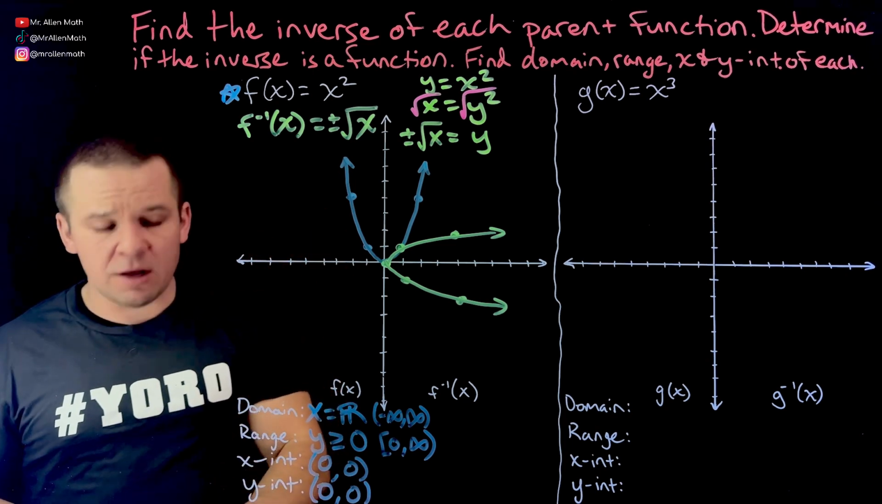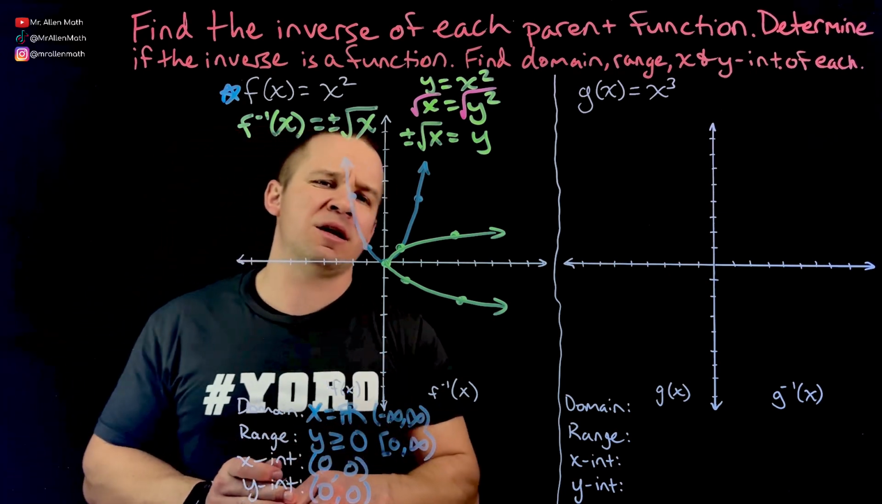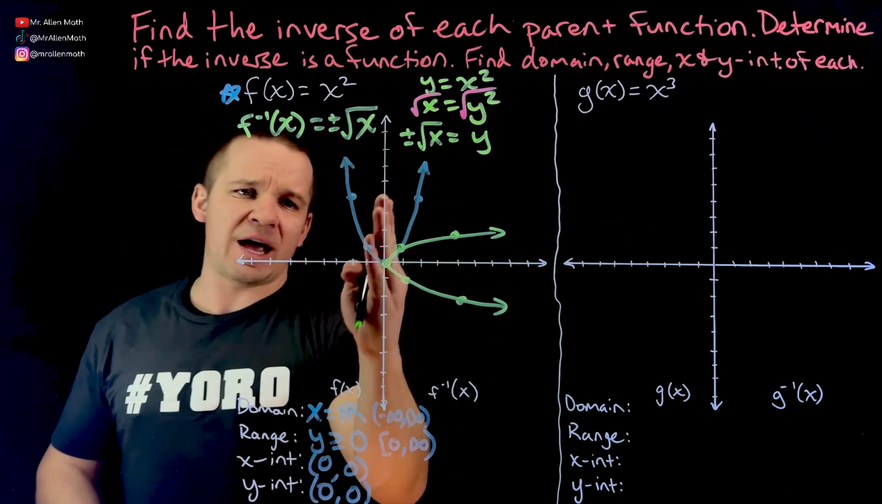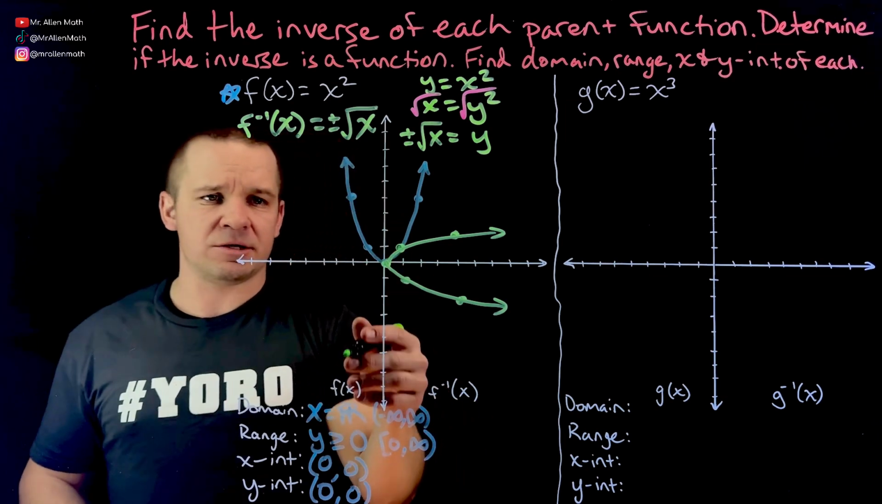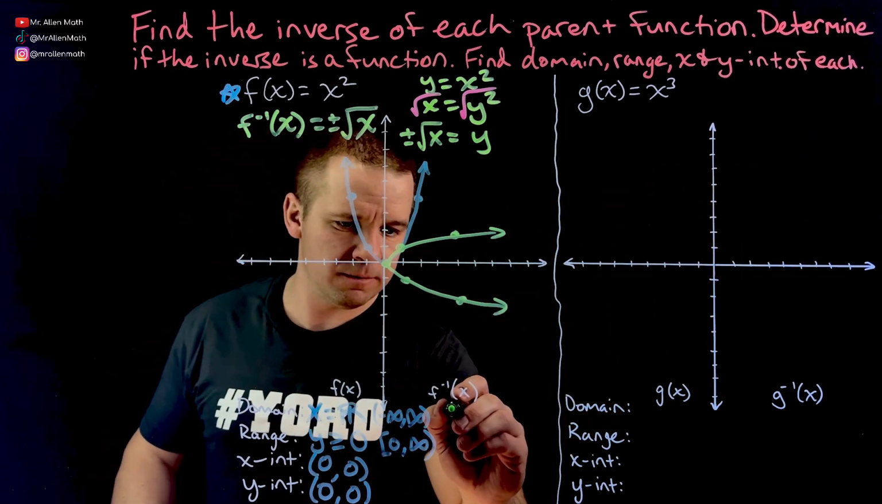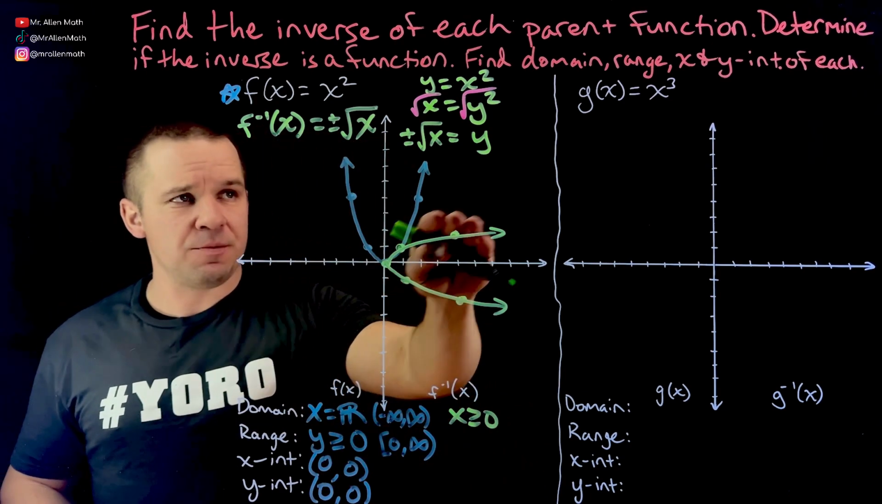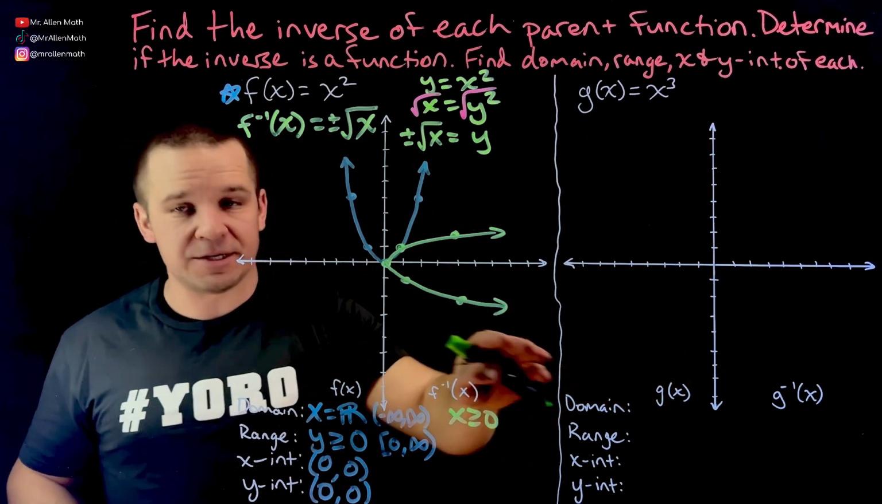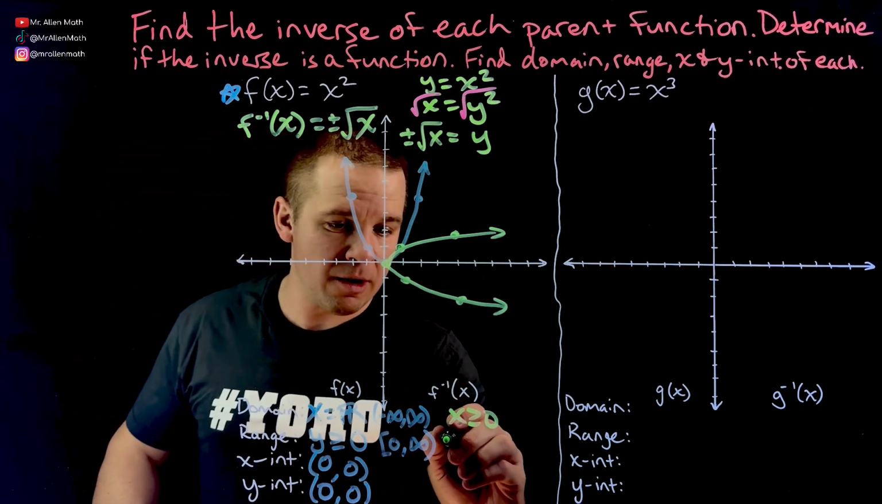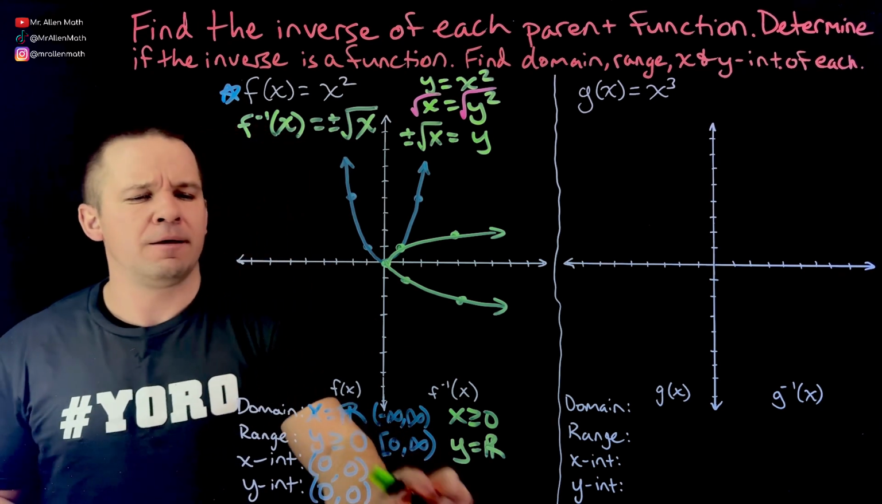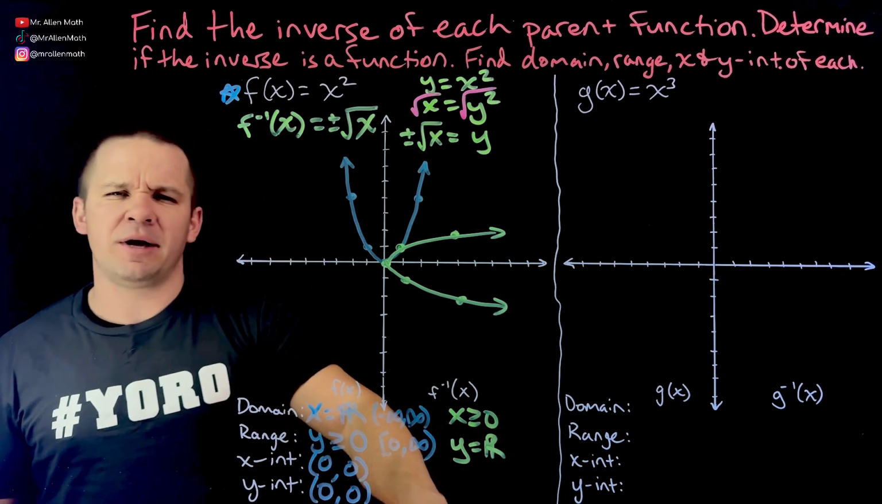How about my inverse now? What's my domain of the inverse? Well, my x's here, I do stop going to the left at 0, so it's going to be x is greater than or equal to 0. My range, it's going to keep going up, and it's going to keep going down as it goes to the right there. So my range is y equals all real numbers. Interesting. They just kind of swapped places, didn't they?